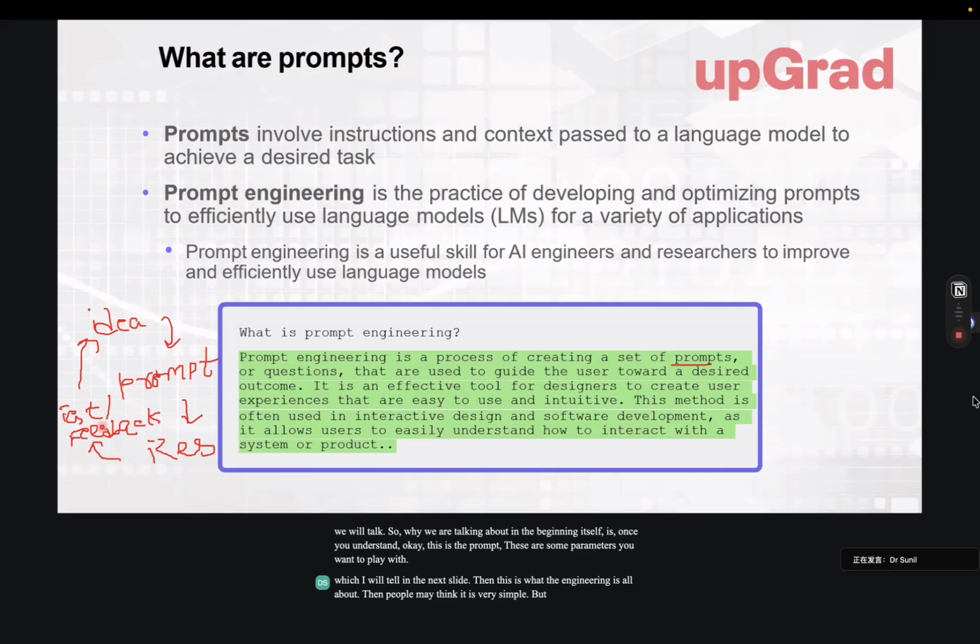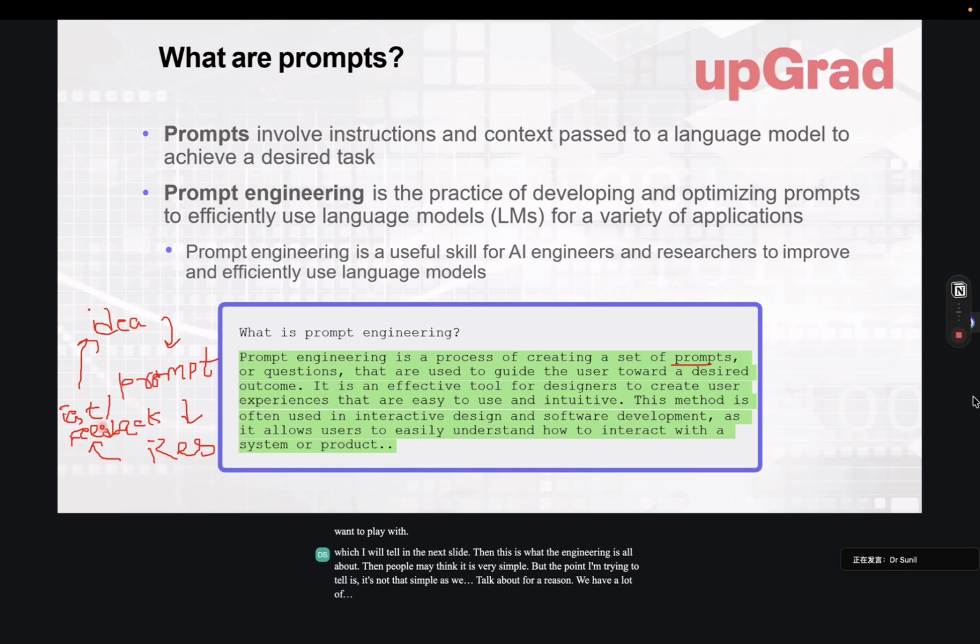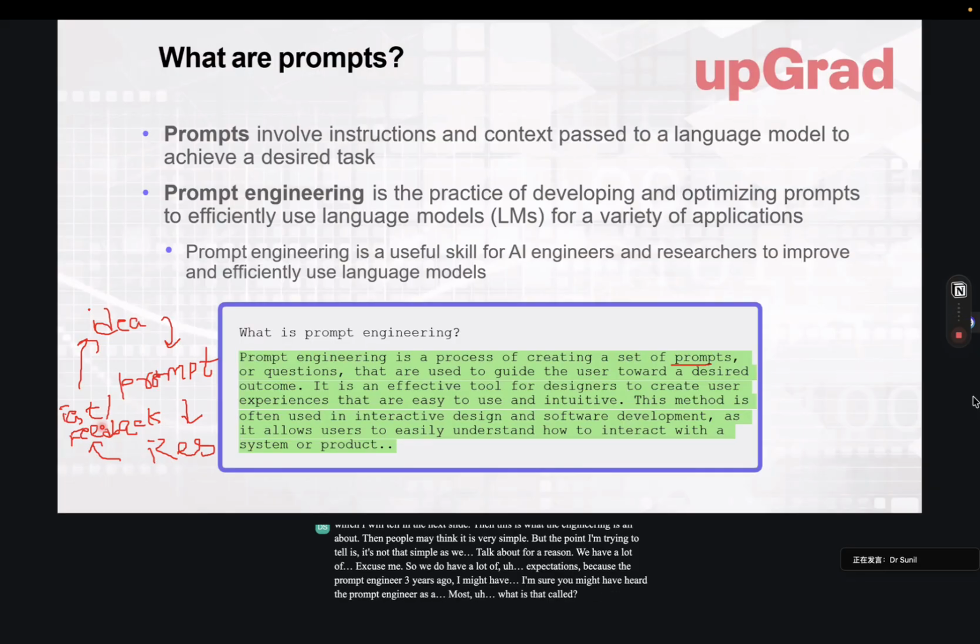But the point I'm trying to tell is it's not that simple as we talk about for a reason. So we do have a lot of expectations because of the prompt engineer 3 years ago. I'm sure you might have heard the prompt engineer as a most top rated kind of a job maybe 2, 3 years ago, right?